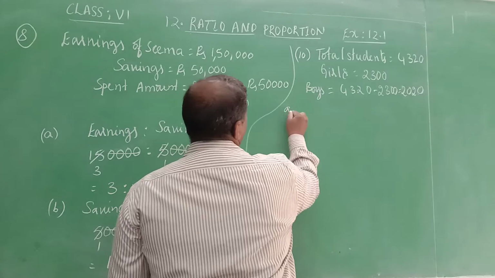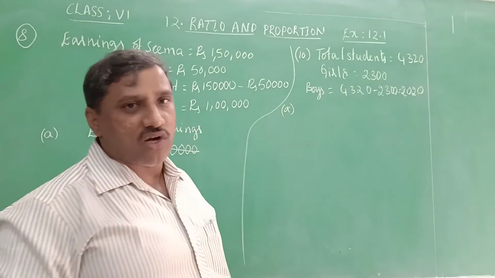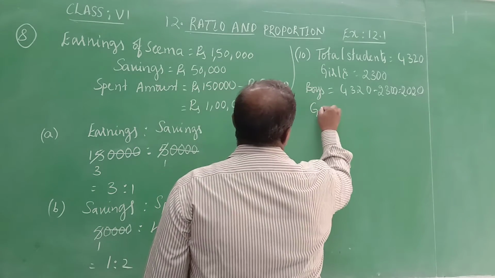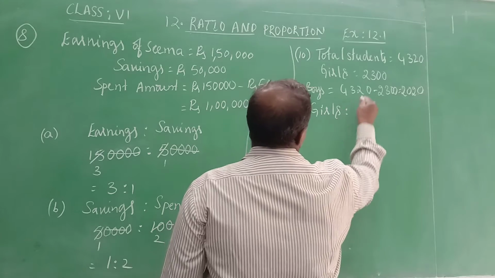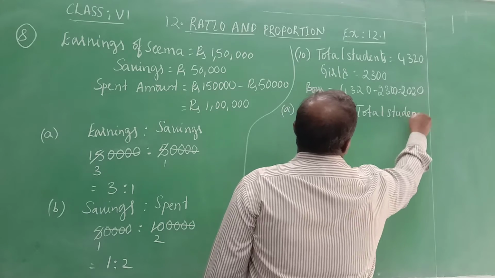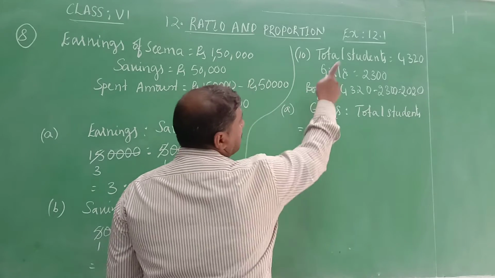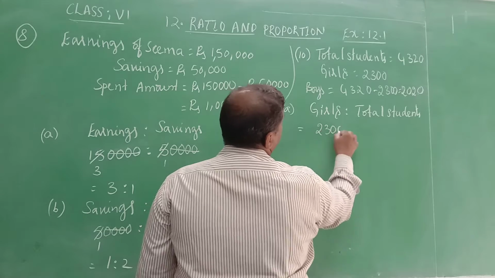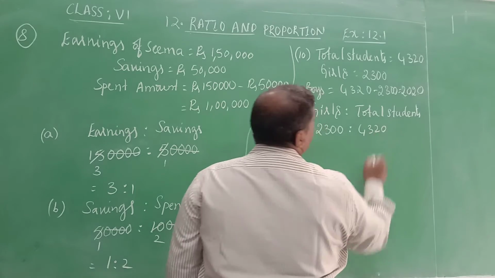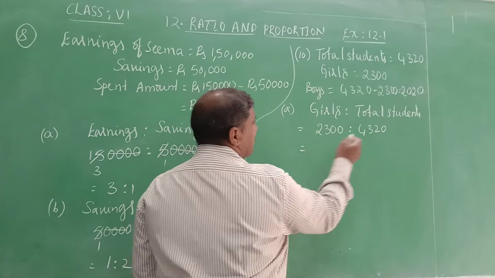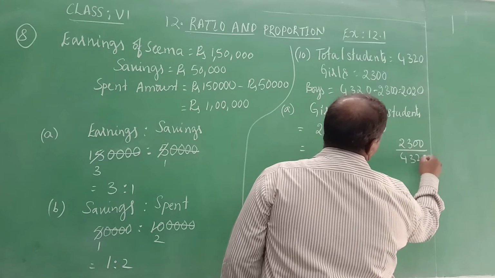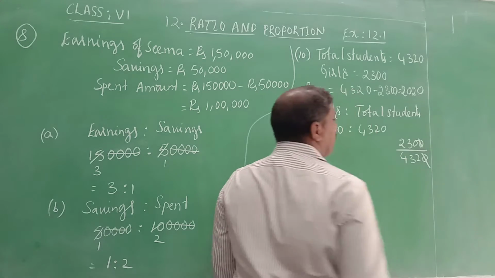Now find the ratio of the number of girls to the total strength. Number of girls to the total students. That is girls, 2,300, to total strength, 4,320. Go for cancellations and you can write it here. That is 2,300 divided by 4,320. Yes, 0 and 0 will be cancelled.